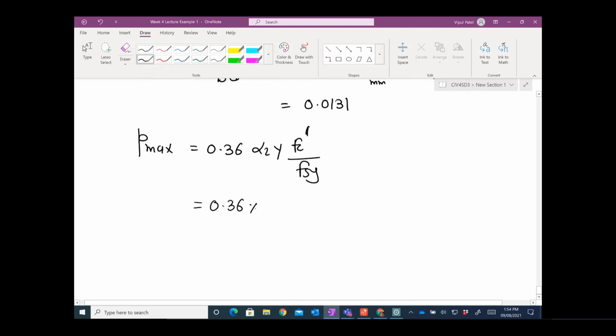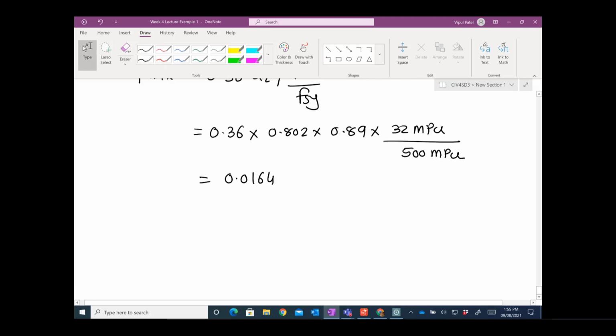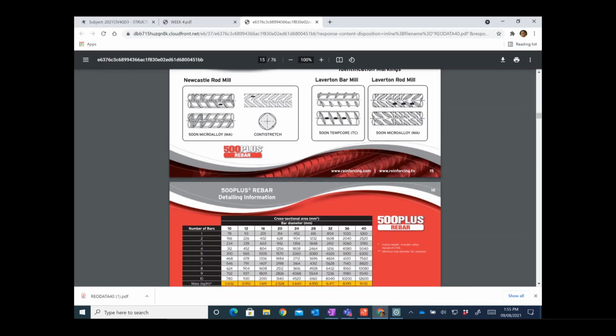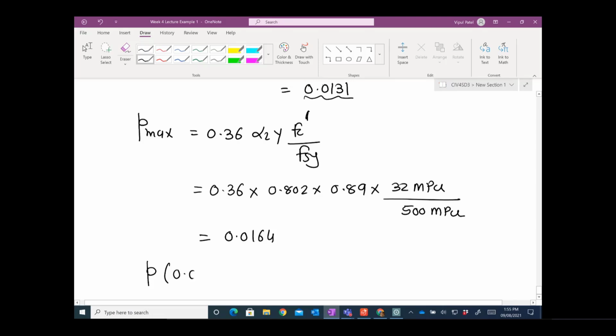So we calculate the maximum rho. Alpha 2 we already know because we calculated that, 0.89, gamma, 32 megapascal is given in the example, and 500 megapascal for steel. So we get 0.0164. The rho value which we calculated was 0.0131, which is less than rho maximum, which is 0.0164. Therefore it is okay. So that is one kind of ductility check that we make.